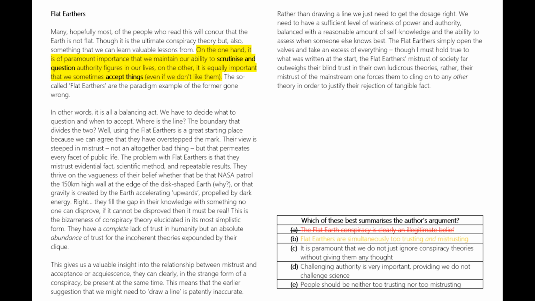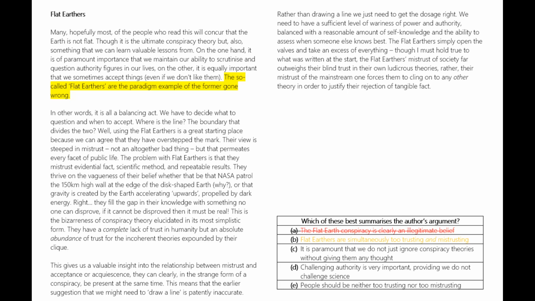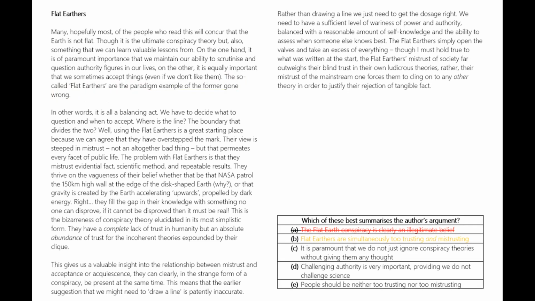Again, the last line in this paragraph is, "The flat earthers are a paradigm example of the former gone wrong." In other words, the flat earthers are an example of where this mistrust has gone just too far. Evidently then, it is not so important as to be paramount that we take all conspiracies seriously. Sometimes you just got to accept the facts. The flat earthers, who reject evidential fact, as well as any other groups that deny provable fact, can essentially be ignored. So I'm not convinced then that C is right.